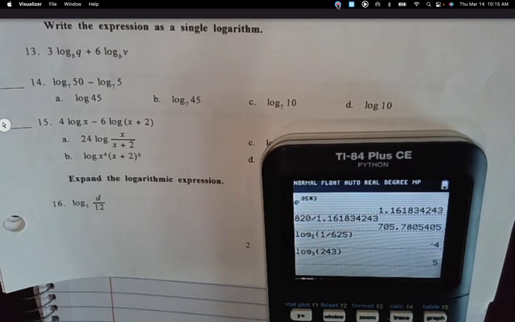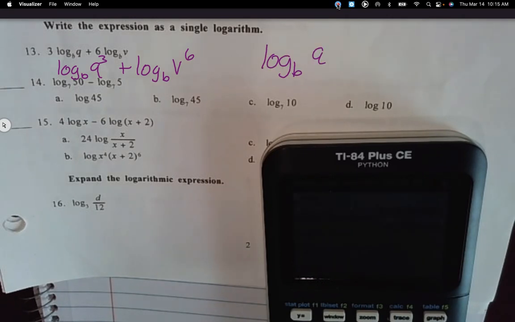So what do you first do with your numbers out front? Log base b of q to the exponent. There we go, 3. This one is going to be log base b v to the 6th. Now, is that one logarithm? Not yet. I need it to go to 1. So if I'm going to combine them to 1 and there's a plus sign, it's multiplication. So I would put log base b, and I have q to the 3rd, v to the 6th. I'm multiplying those 2 things. That's my answer. Just write them as a single number.